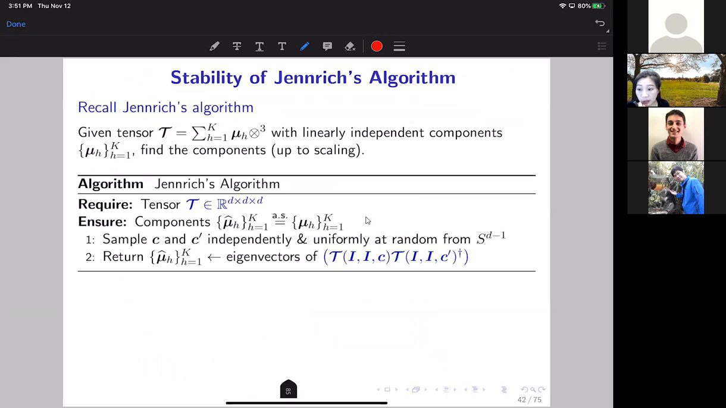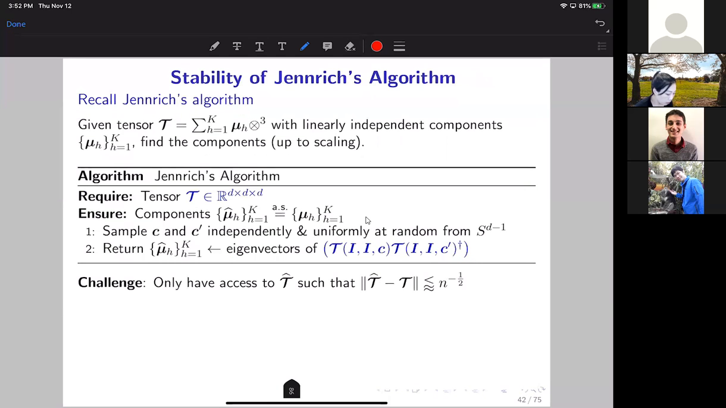Now we can check the stability of the Jennrich algorithm. So is the Jennrich algorithm error tolerant? We're going to see that. Recall the Jennrich algorithm is a very simple algorithm. We just saw it before. Basically, the component is an eigenvector of this matrix. And the challenge is that we only have T hat that is very close to T, upper bounded by some kind of n to the power minus half.